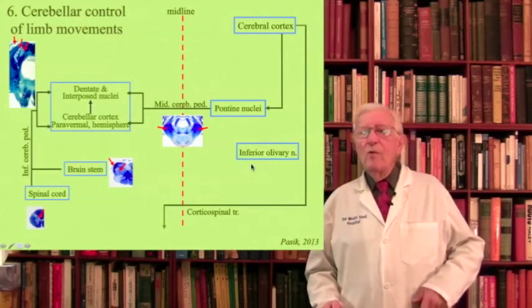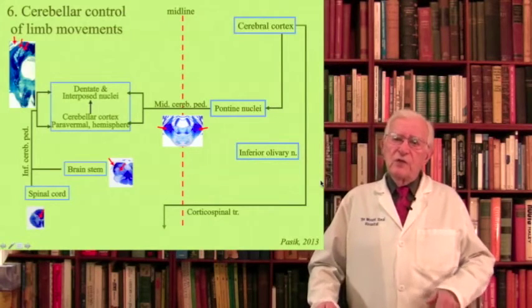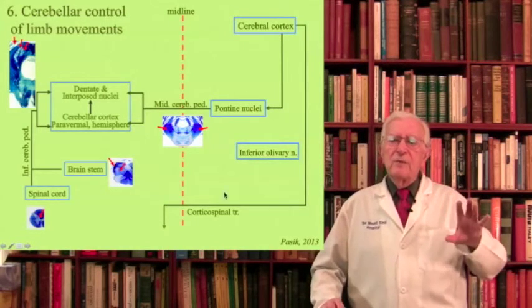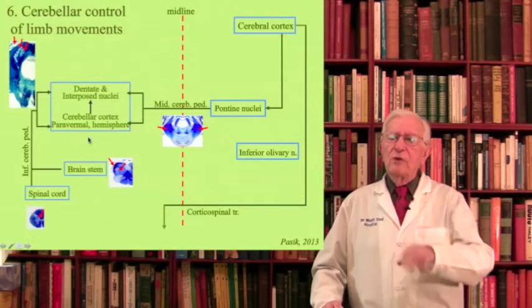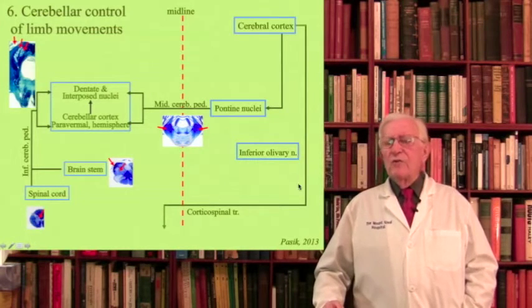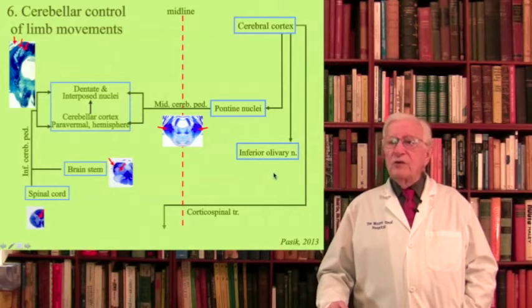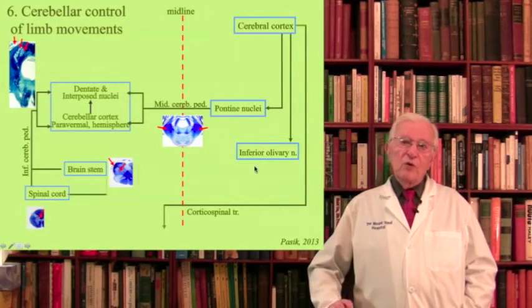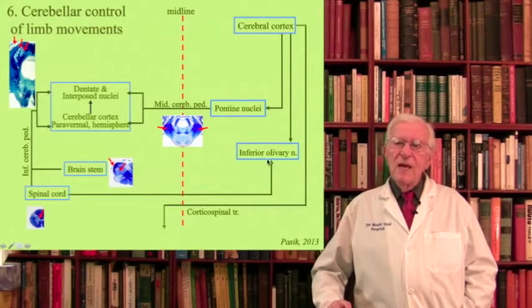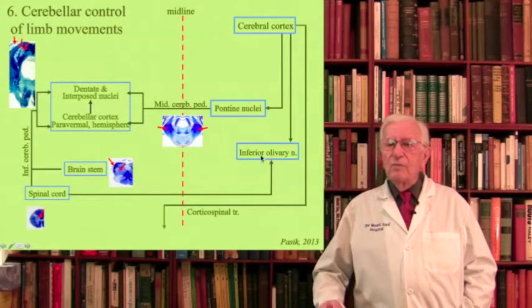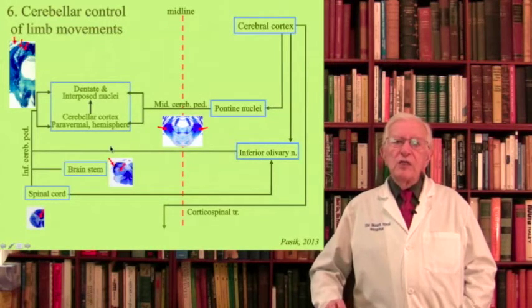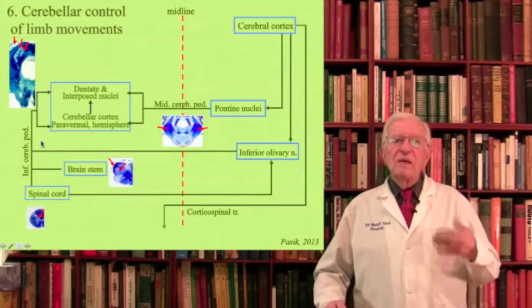Now, one more structure has to be considered in addition to the information that the cerebellum gets from the periphery and from the cortex, and that's the inferior olivary nucleus. Right? This inferior olivary nucleus receives input from the cerebral cortex and from the contralateral spinal cord, and the output will cross the midline as the olivocerebellar fibers and join the inferior cerebellar peduncle, making it bigger and bigger.